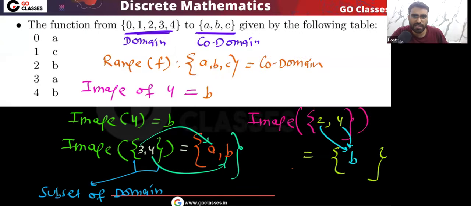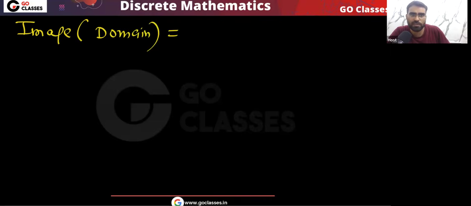Very intuitive concept, right? Can anyone tell me what is the image of the whole domain? If I ask you the image of the entire domain, what will that be? That will be range. Very good. That is the definition of range. So the image of the entire domain will be the same as range. Very simple point. I hope all these points are clear.